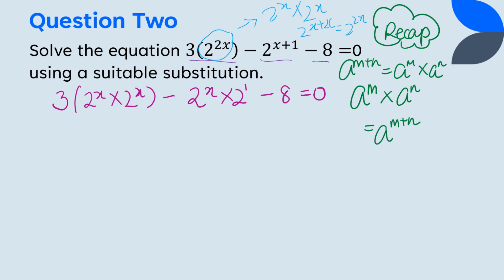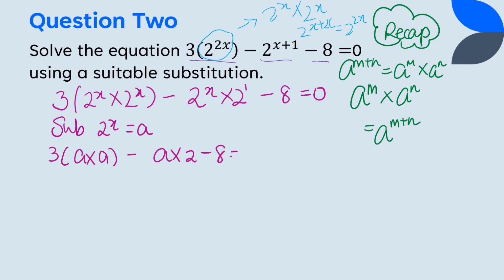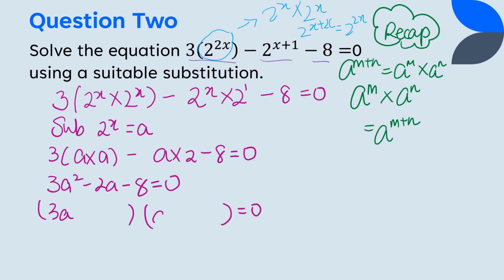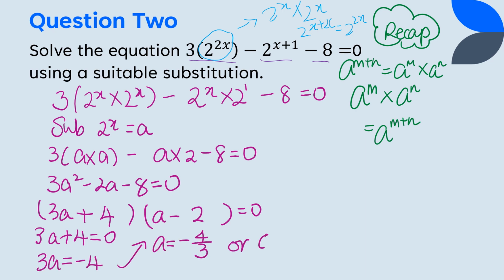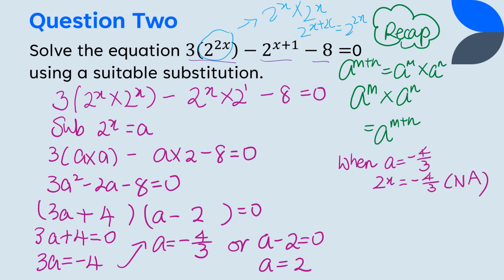So why do I need to break it up into 2 to the power of x times 2 to the power of x? Because I'm going to substitute 2 to the power of x with the letter a. You see that we end up getting a quadratic equation where we can factorize it and find the values of a. Because a is a substituted value for 2 to the power of x, we are not done just finding a, we need to find the values of x. So we need to substitute back a to be 2 to the power of x.